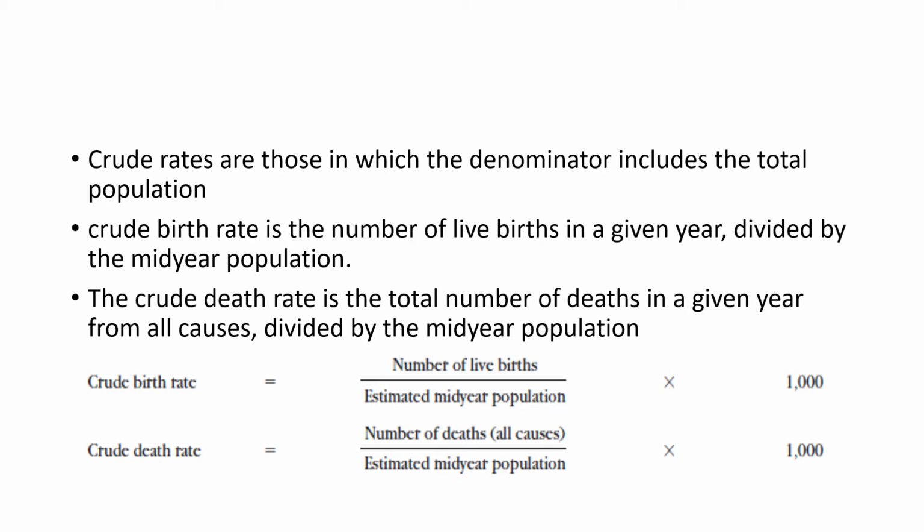So crude birth rate is the number of live births in a particular year divided by the mid-year population. You have to estimate the population of the community or the town for a particular year. The crude death rate, on the other hand, is the total number of deaths in a year from all causes, regardless of the cause, divided by the mid-year population. You can see here the formula. So the number of live births divided by the mid-year population multiplied by 1,000. So the number that we use to multiply, so this is per 1,000 population.